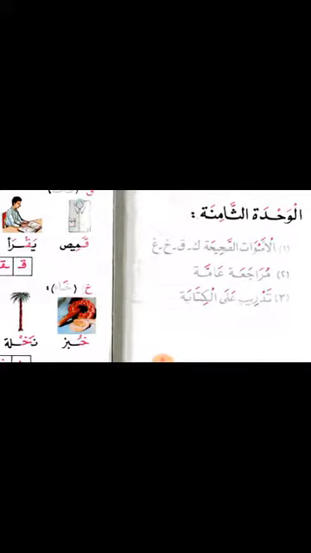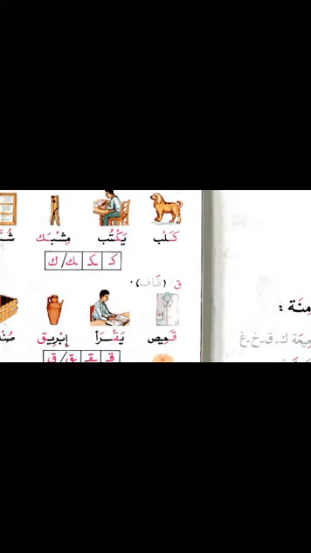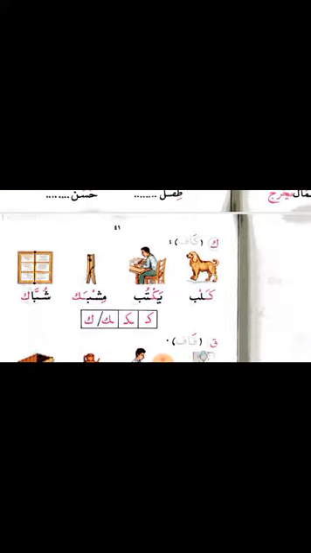Then we have Al-Wadatu Samina, 8th unit, Al-Aswatu Sahiya, consonant voices Kaf, Kha, Ghain. Murajatu Amma, Gender Revision. Tadrib Al-Kitab, Writing Exercises. Kaf, start reading from Kaf.